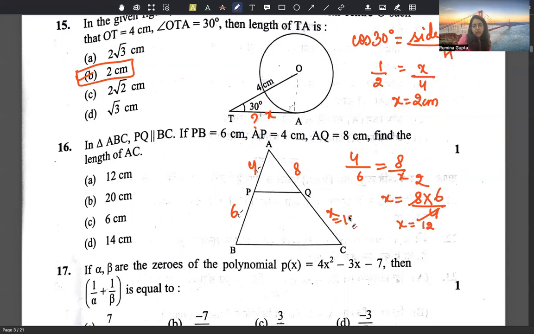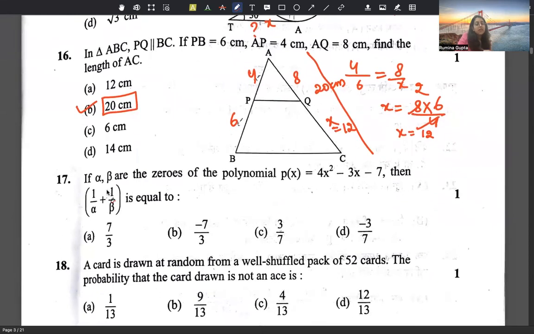We got the value of X as 12. So what would the full value be? That is 12 plus 8, 20 centimeter. That is option B, your correct answer. Many students in a hurry must have marked option A, thinking that 12 is the answer for X and the matter is done. But no, we have to obtain the full AC. So that is 20 centimeter.